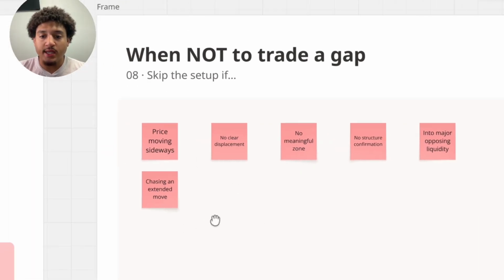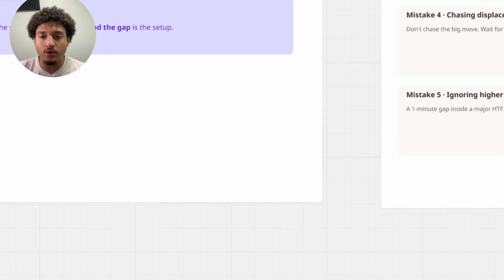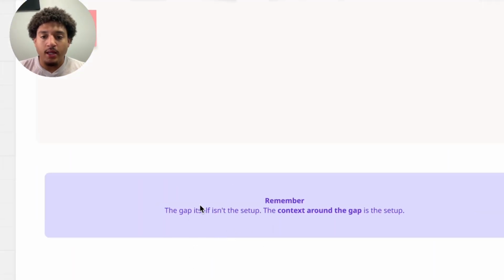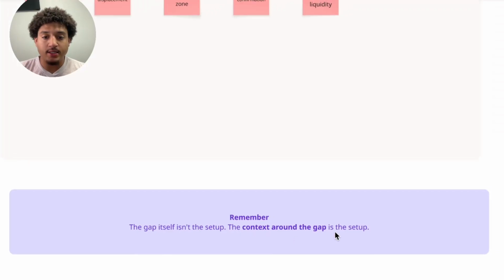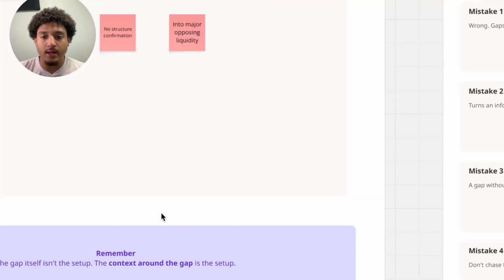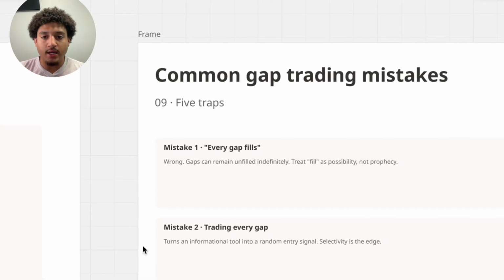Now, chasing an extended move. We are not chasing an extended move. If we miss our entry and we're trying to get in late, that's not a good idea. You will lose if you do that. Now remember, the gap itself isn't the setup. The context around the gap is the setup. So once again, just because a gap is created does not mean you're going to get an entry, or that a trade is going to happen. The context is very important. Each step has to align before entering a trade.